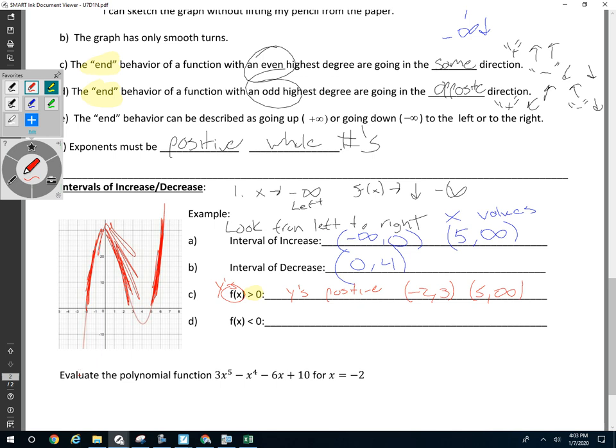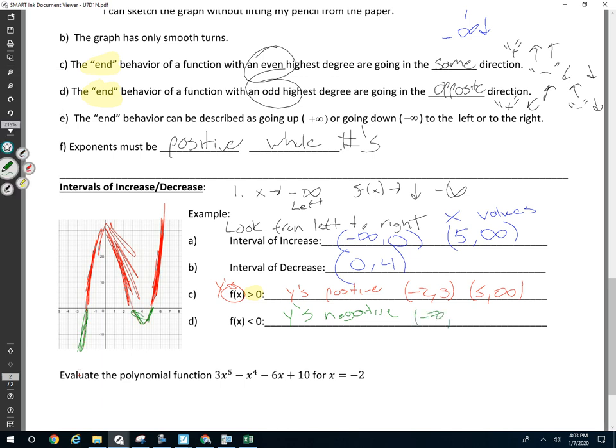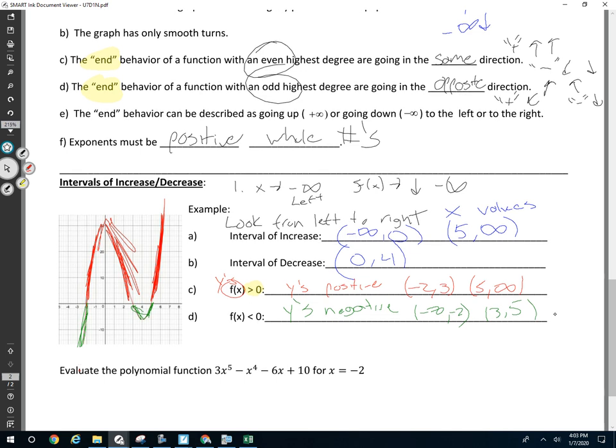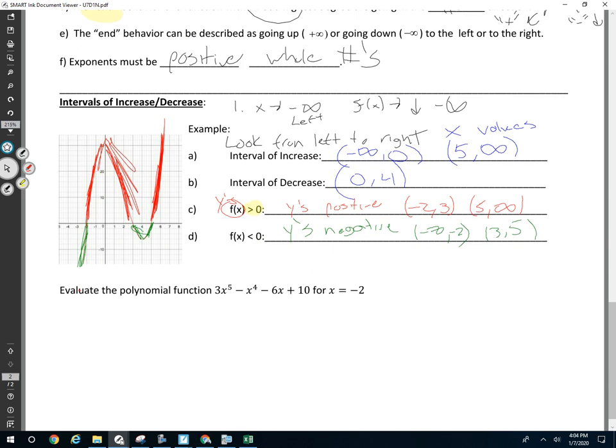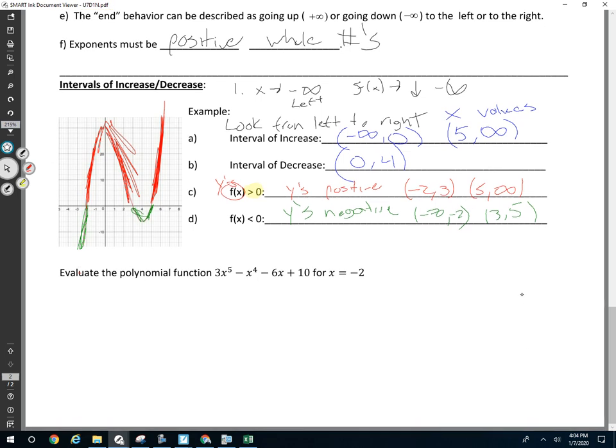When are my y's negative is the next question. I'll do this in green. Y's negative. Here are negative y's. Here are negative y's. From negative infinity to -2, and from 3 to 5. You're going to have to do this sometimes when you are asked to describe what's going on with a polynomial.